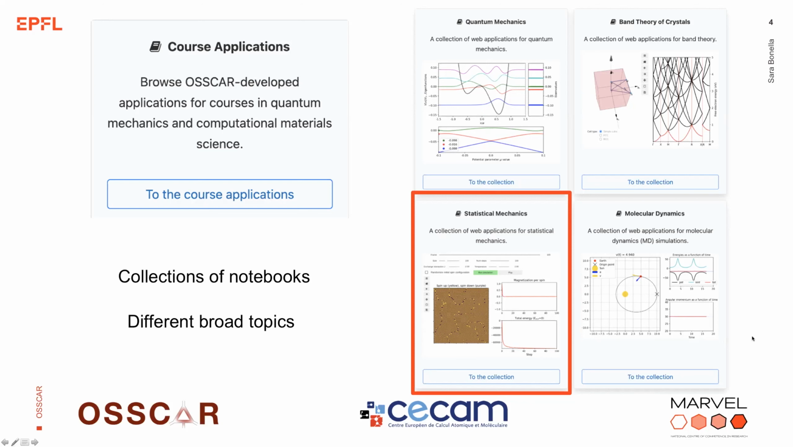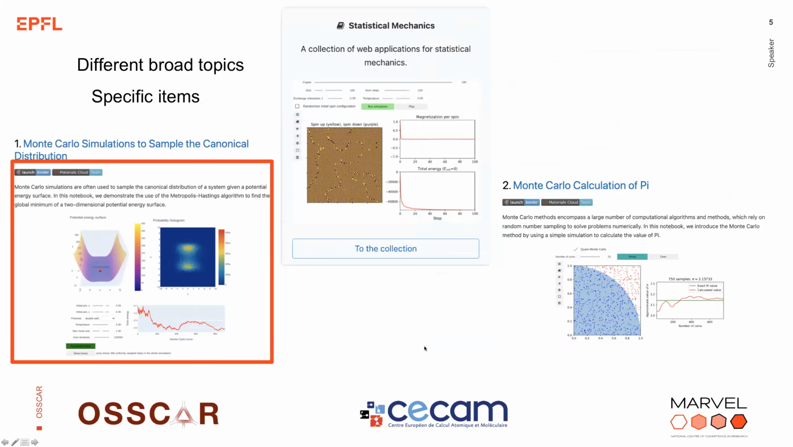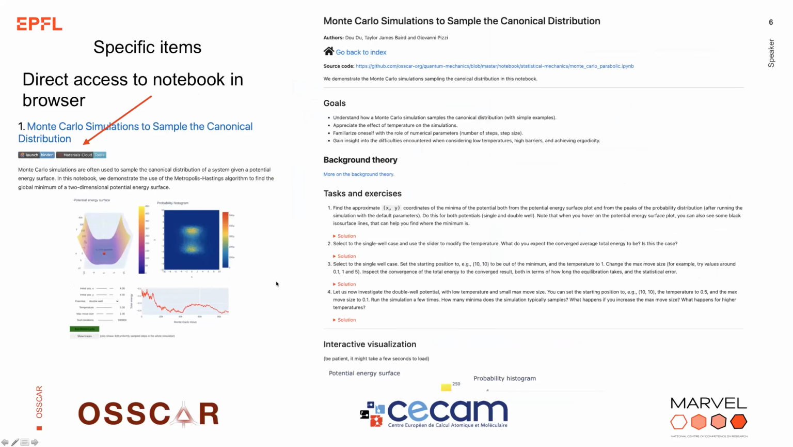Now we go a bit deeper into statistical mechanics, one of my favorites. At the moment, we have 3 items: how to experiment and play with a simulation of the Ising model, how to build a Monte Carlo simulation to sample the canonical distribution, or how to use Monte Carlo to compute pi. And again, this is a sort of telescope-type view, but if you now click on the Monte Carlo simulation, you access the specific item that this box explains, and by simply clicking on one of these 2 buttons here, you have access to the full notebook and interactivity of the notebook as illustrated by Taylor.